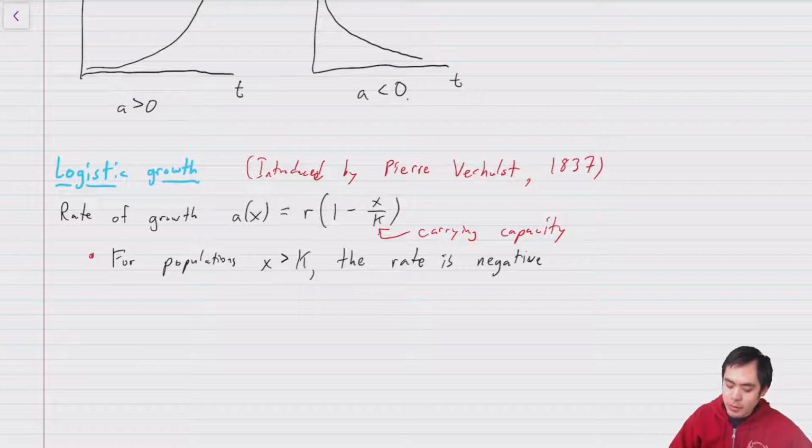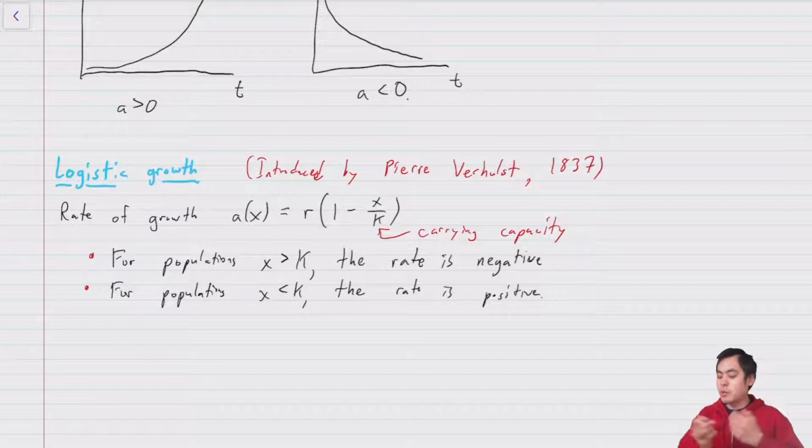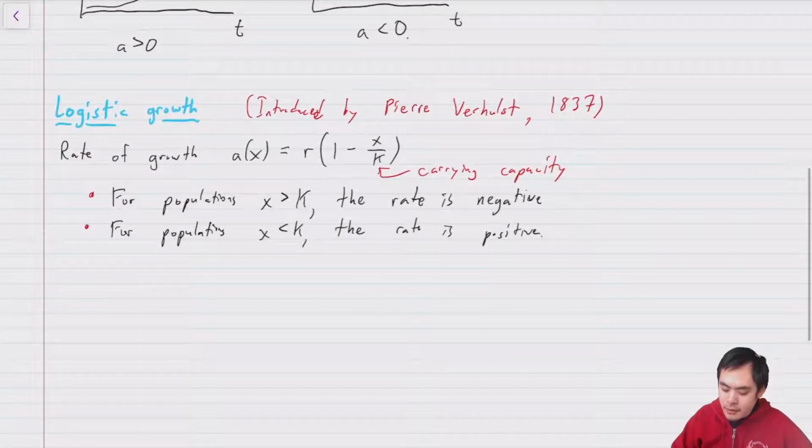So if the population size is greater than k, then the rate is negative, and for populations x less than k, the rate is positive. So things grow when you have less than k, and things decrease if you have more than k. So this is our rate of growth, and let's write out our differential equation.